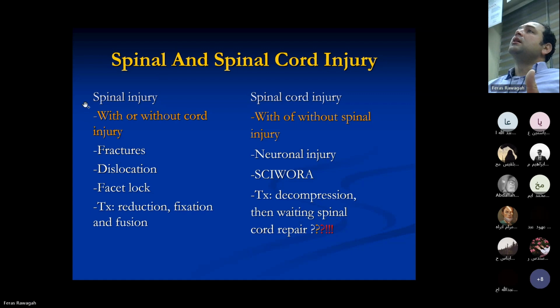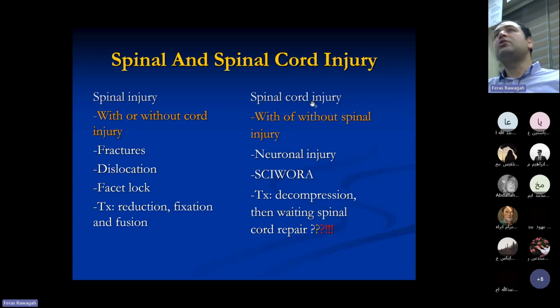Now, spinal injury and spinal cord injury can come together. How? For example, a fracture happens. This fracture can compress the spinal cord, for example, and result in spinal cord injury. So they can come together. While sometimes one can come alone. How? For example, spinal injury without a spinal cord injury. This happens, for example, if a fracture does not compress the spinal cord. This is a spinal injury without a spinal cord injury.